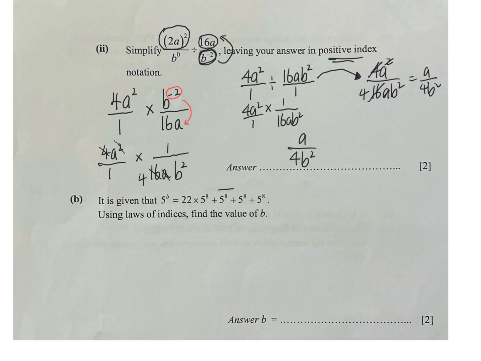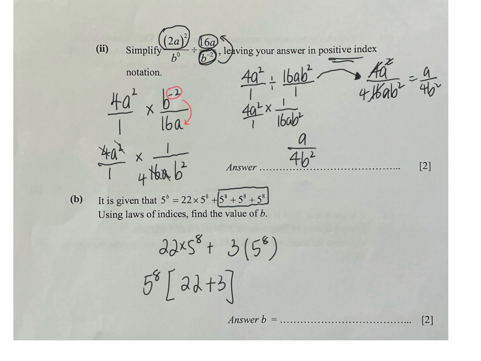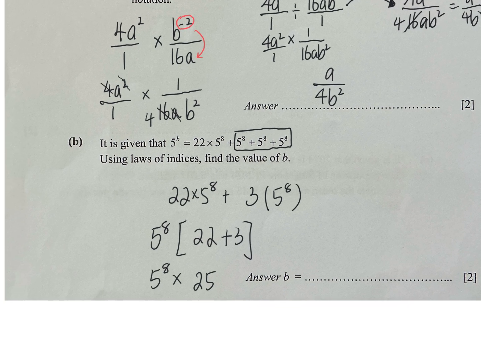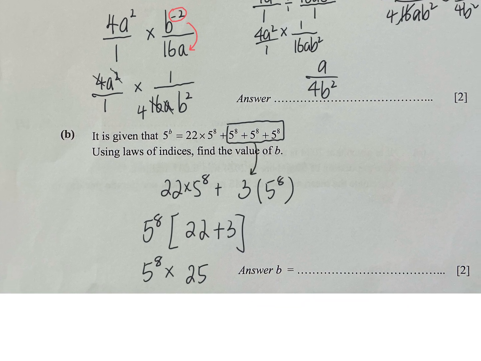So here I have 3 of them. I have 3 of this 5^8. And then I have 22 of this 5 to the power of 8. So what I can do is take out the 5 to the power of 8. I have 22 plus 3. So this 22 plus 3 is 25. I have 3 of them, isn't it? No, this one is with this.